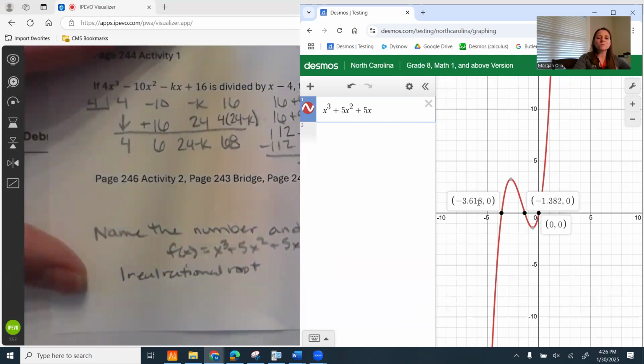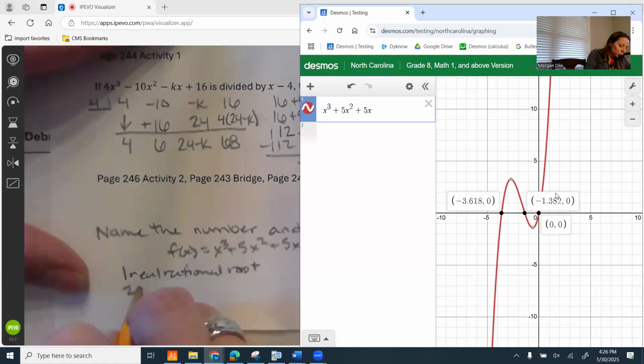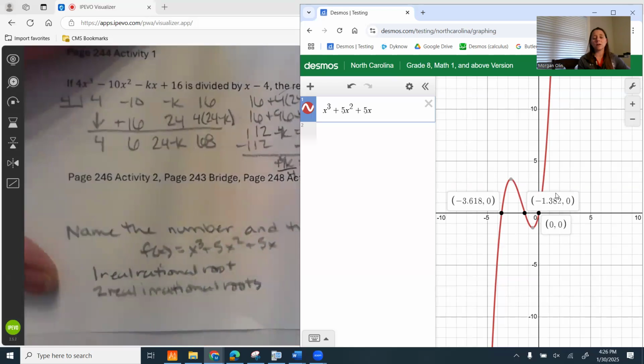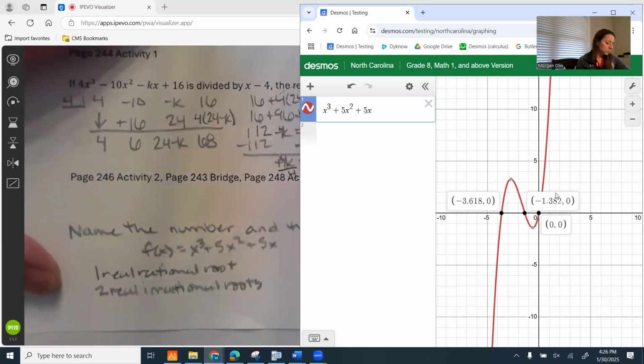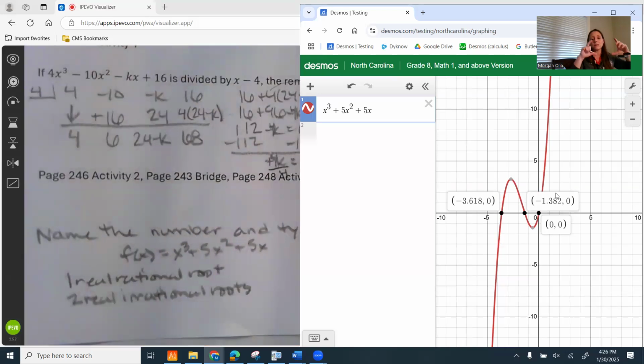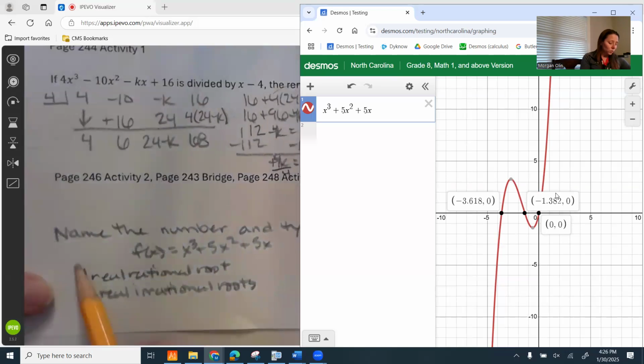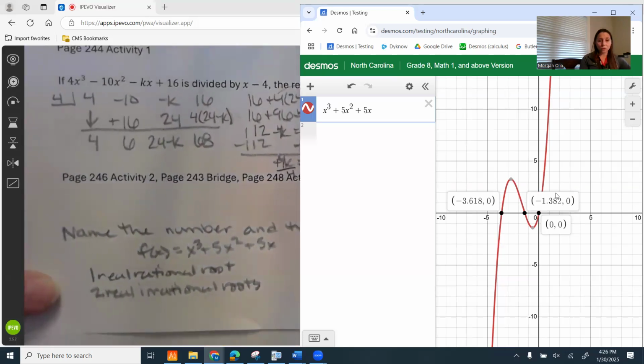Now, Desmos is a little misleading because it looks like the decimal ends, but it doesn't. This has been rounded, and the decimal keeps going on without a pattern or anything. These two cannot be written as a fraction. We call these two real irrational, because I can see them. Irrational means it cannot be written as a fraction. We can see them on the number line, but we can't write them as a fraction. And it means it's not going to have factors. So we got a total of 3 here, 2 real irrational roots.